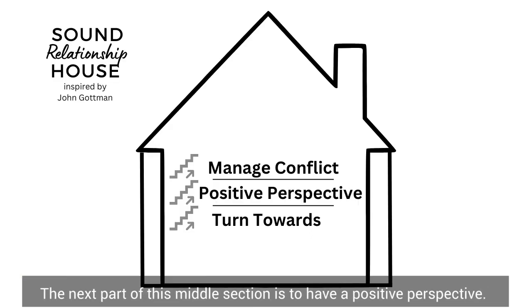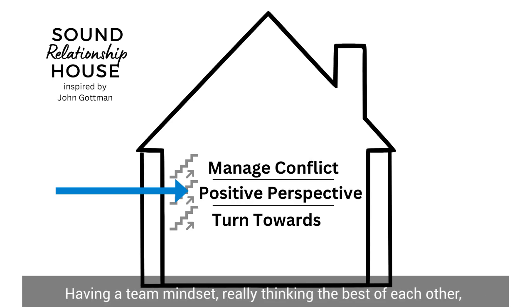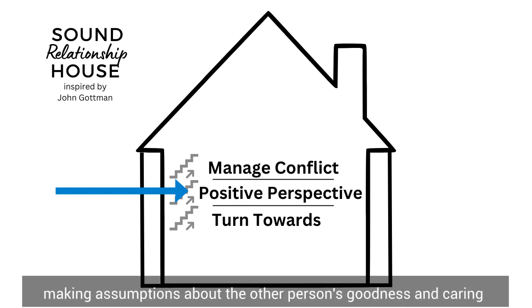The next part of this middle section is to have a positive perspective. So, having a team mindset, really thinking the best of each other, making assumptions about the other person's goodness and caring, that sets you up to be able to do the next one, which is manage conflict.